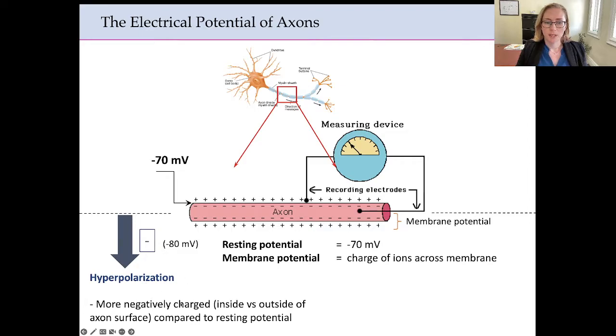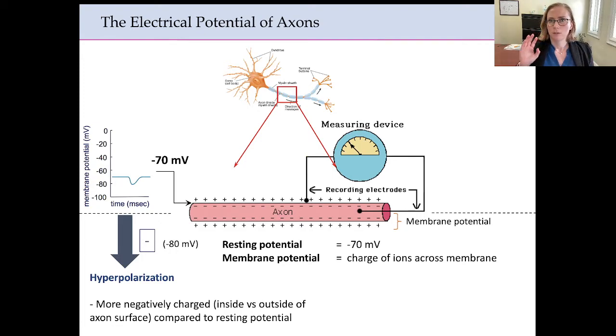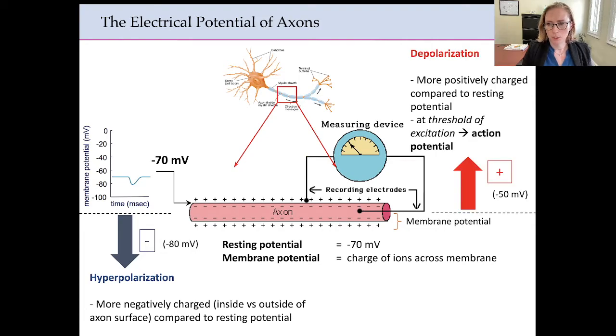So it ends up being more negatively charged compared to the resting potential. If you looked at what this would look like on a recording device, even something like EEG, you would see here we have time on the x-axis, and on the y-axis we have our membrane potential in microvolts. So here, -70, the dip to -80. That's hyperpolarization.